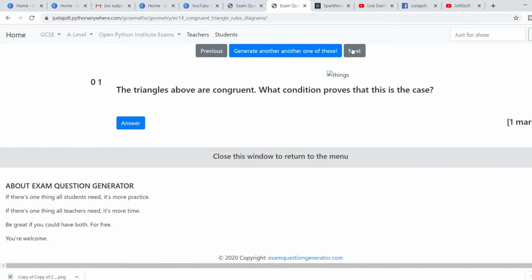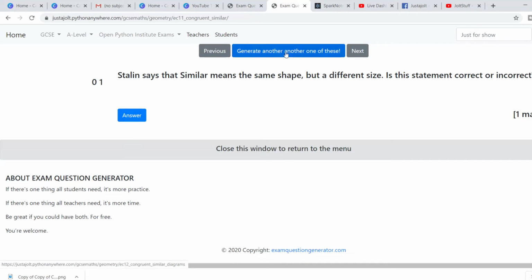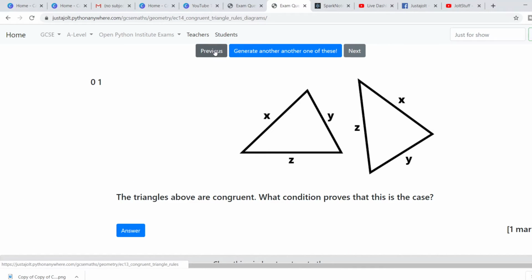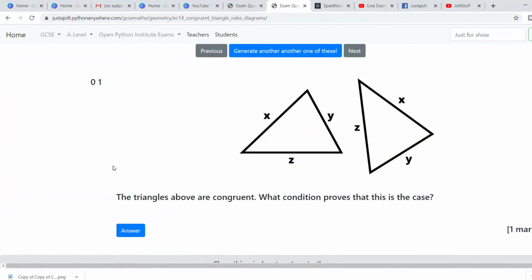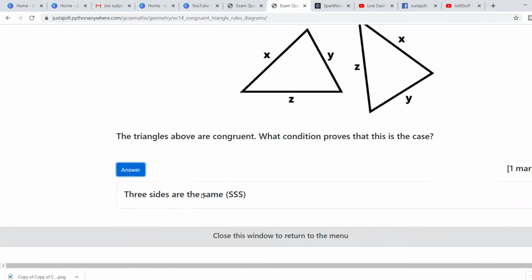Let's take a look at something slightly different. The triangles above are congruent. What condition proves this is the case? Oh, there we go, it is working. All right, that's interesting. So the triangles above are congruent. What condition proves that this is the case? Well, we can see that all 3 sides are the same, so it's the all 3 sides are the same rule. The 3 sides are the same, SSS.